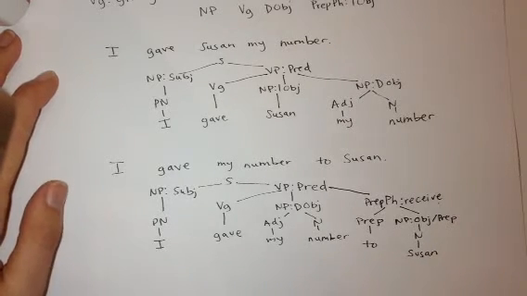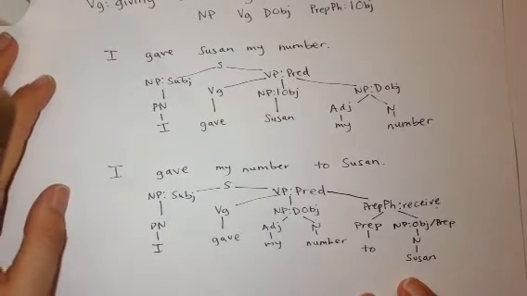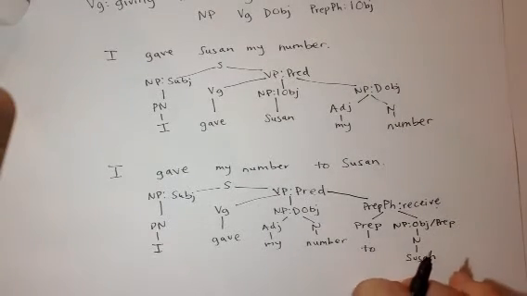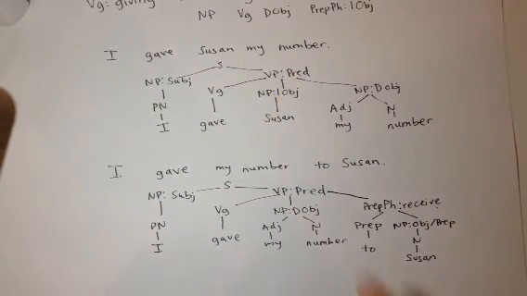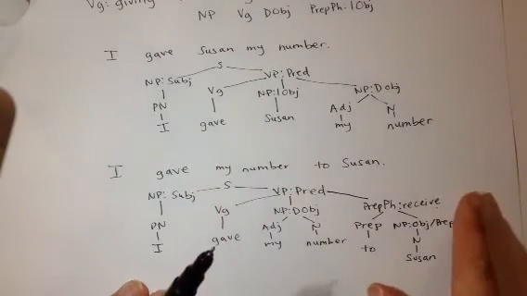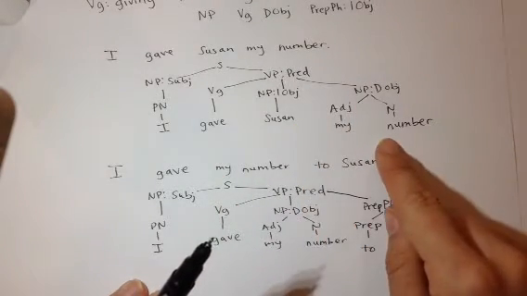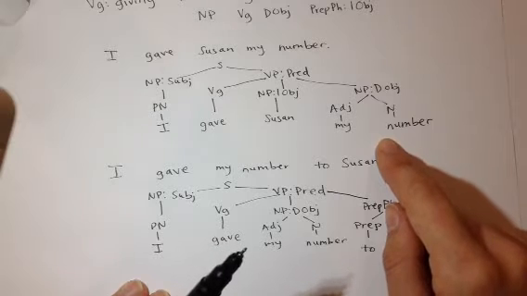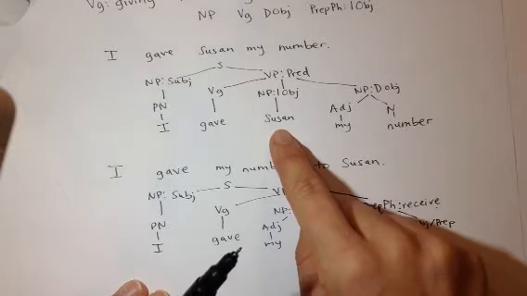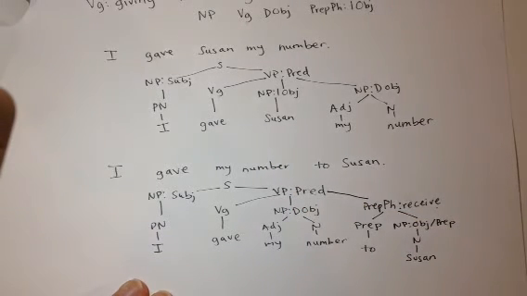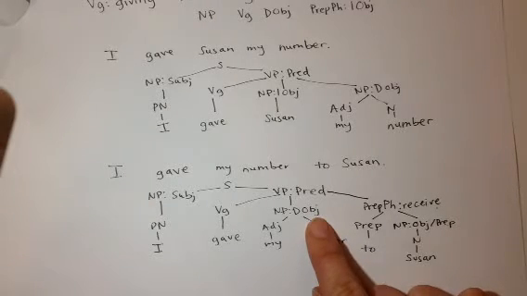You see that? I want you to take a note. Look at how these two diagrams are relatively different from one another. I gave Susan my number, okay? We always have the indirect object because if I ask the question, what did I give? I didn't give Susan. I gave my number. So my number is the direct object, okay? But who did I give it to? That's my indirect object. That's Susan, okay? I gave my number to Susan, okay? Pretty much the same, except this becomes the direct object instead of the indirect object.